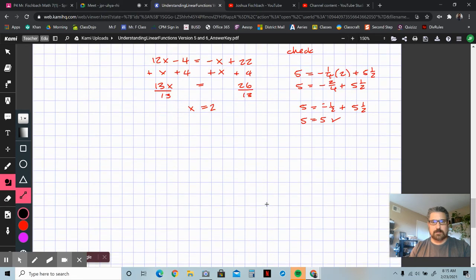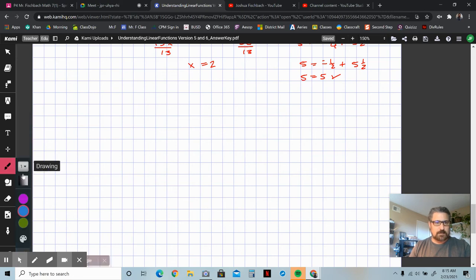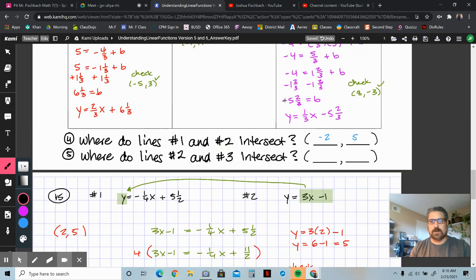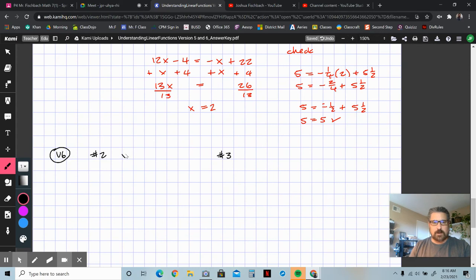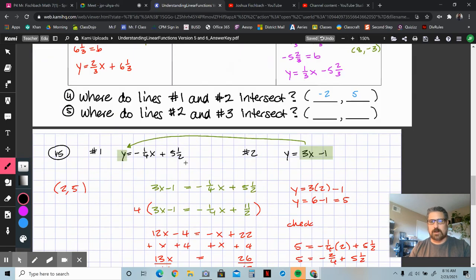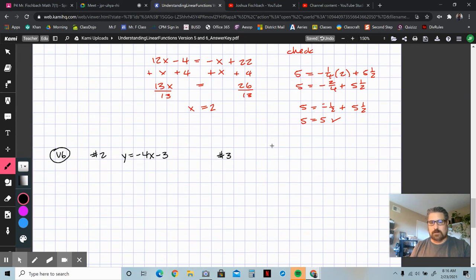So let's kind of go up here. So we got version 6. Let me do this with black so it doesn't look weird. All right, version 6 here. This is line number 2 and line number 3. Now in order to do this, we need the equation for lines 2 and 3. So line 2 is negative y equals -4x minus 3. And then line number 3 is y equals 1/3 x minus 5 2/3.